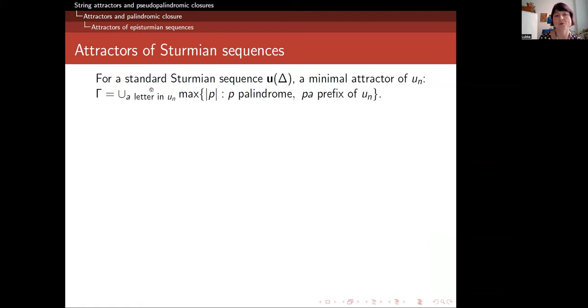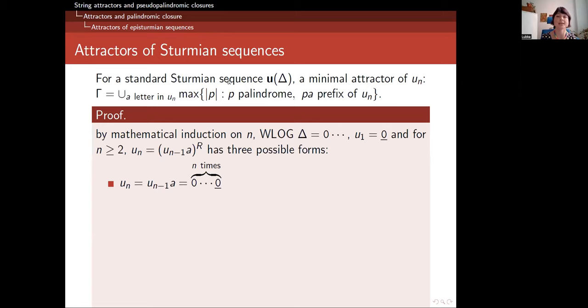So for a standard Sturmian sequence, I would like to show that a minimal attractor of UN, so each palindromic prefix is of this form, it is a certain UN. So for each such prefix, the attractor will be formed by the length of the longest palindromic prefixes followed by the letters from UN. So how do I show this?